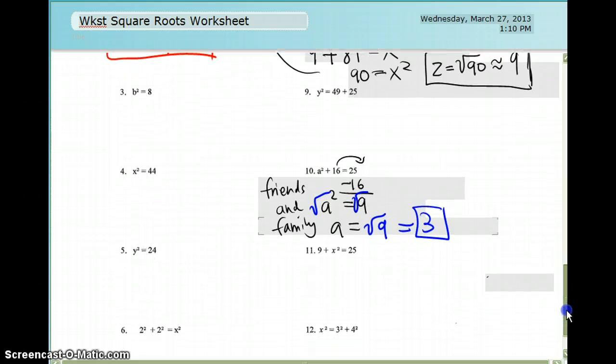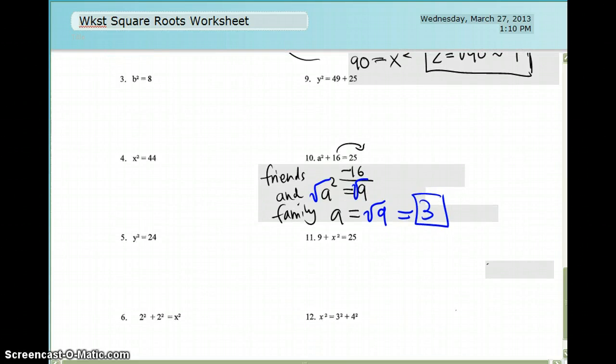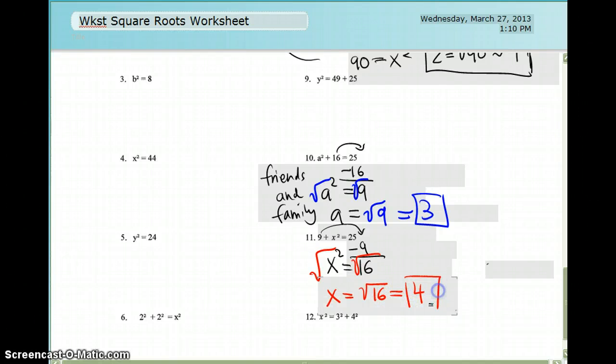And number 11, I'm going to do the same thing. I want x squared by itself first, so I'm going to move the 9 over. To do that, 9 is positive, so I'm going to subtract the 9 from the 25. If I subtract them, I will get 16. Good, that's what you should have gotten. Then I'm going to square root it, and that way I'll have x all by itself. So x will be the square root of 16, which actually equals the answer of 4.